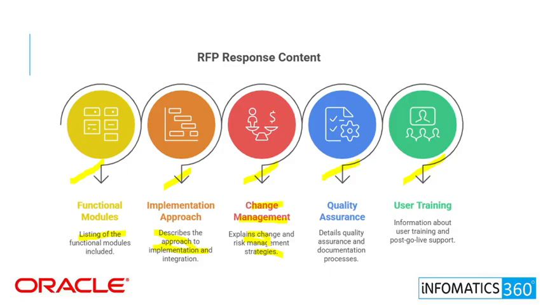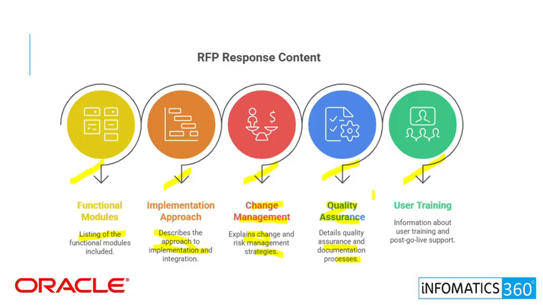The next is quality assurance. As quality is very important in each and every project, we describe our testing strategy from unit testing to the user acceptance test, UAT. We also share how we will ensure accuracy, consistency and compliance, documenting processes with Oracle best practices.